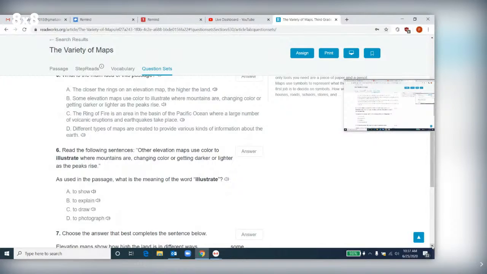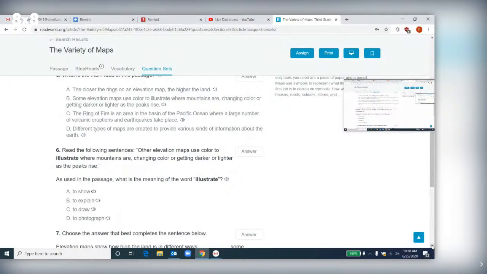Okay, so when you illustrate, you kind of would draw, and if you're using it to show, well, I just gave you the answer. It's to show, because it's using color, changing color, getting darker or lighter. So when the peaks get higher in this map, if it gets darker, that's basically showing the reader that as the lines get darker, you're getting higher up. Okay. You could say explain, but it doesn't really explain, because explain is usually verbal.